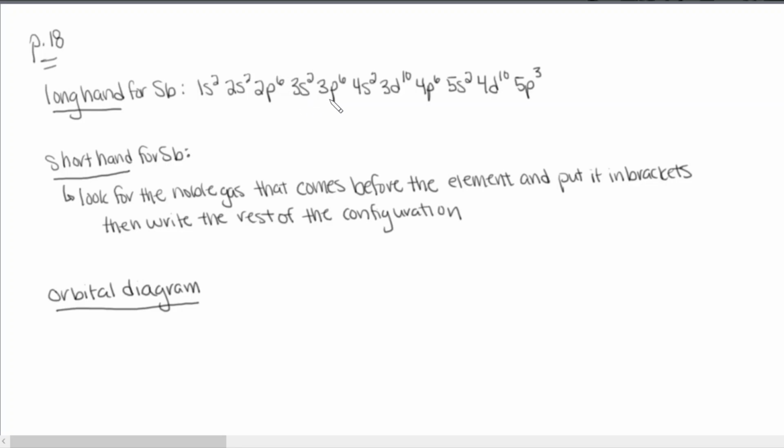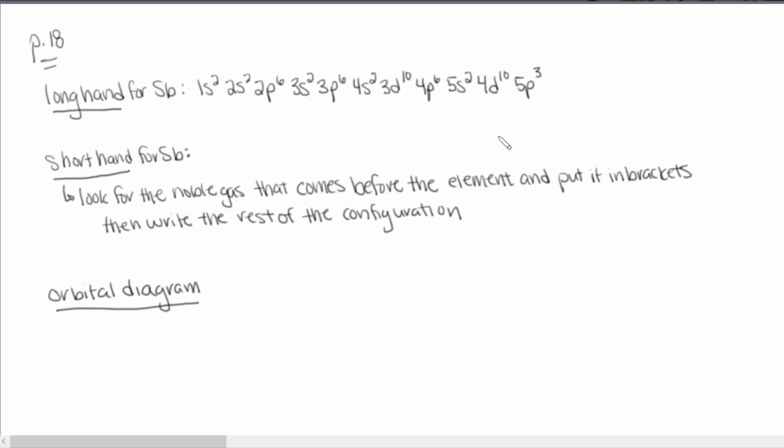Then the 3s2 and the 3p6, then the 4s2, and then next comes 3d10. So even though we're in the 4th period, as we fill up this D block, the principal energy level goes down by 1. So it goes 4s2, 3d10, and then 4p6, 5s2, 4d10, right, down in energy level for the D block, and then 5p3. That is a lot to write.